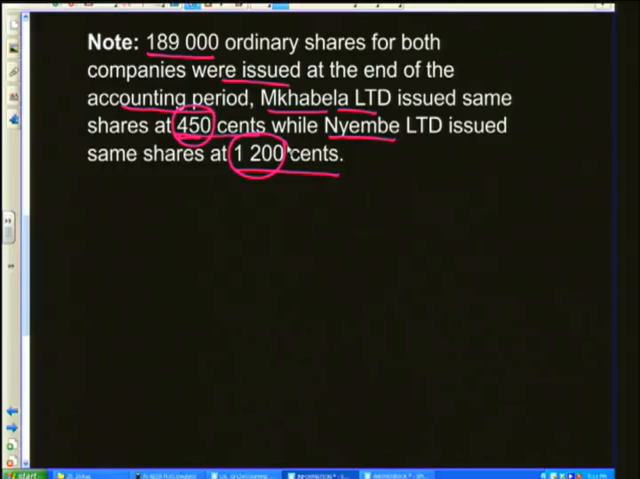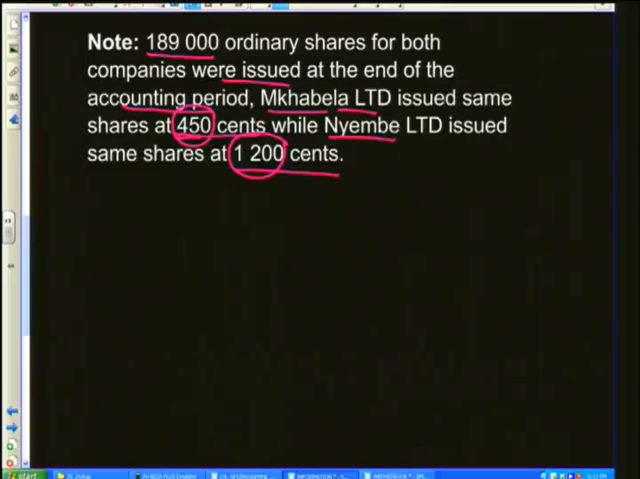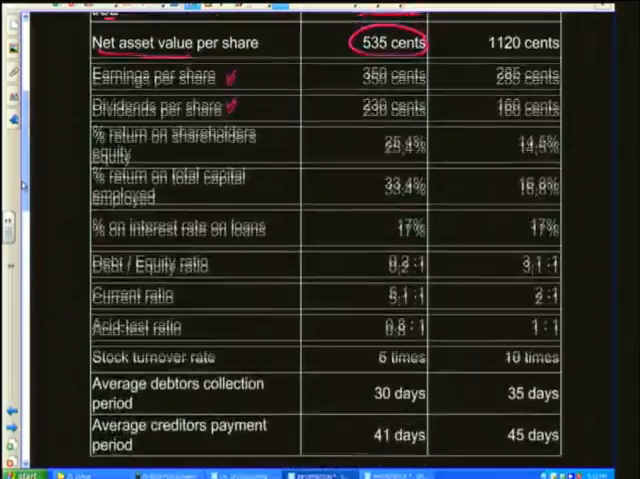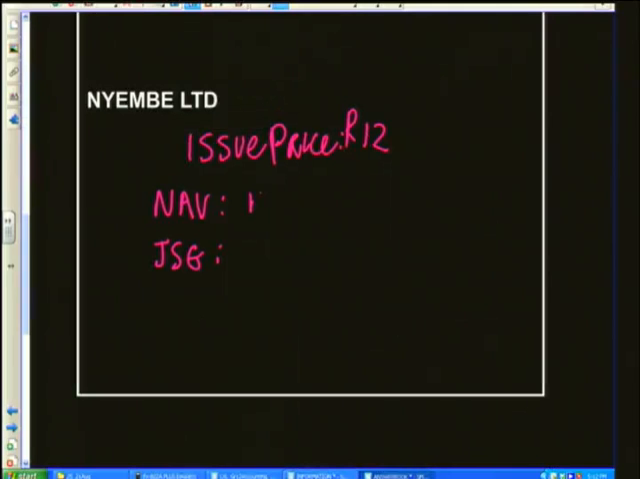So let's put that in. Okay, so my issue price is 12 Rand. And again, I am now looking at what was the net asset value of my shares as well as the market value on the JSE. Okay, so for this particular company, there we go. The market price is 9 Rand 20 cents and the net asset value is 11 Rand 20 cents. Okay, so let's put that in as well. The net asset value is 11.20 and the market price 9 Rand 20.